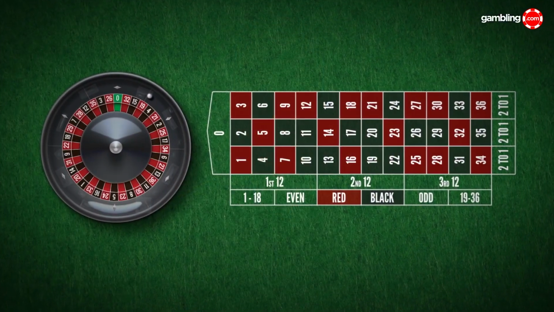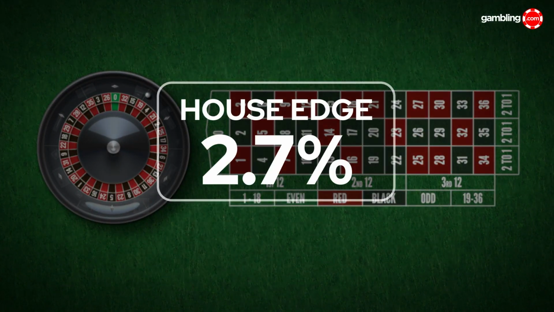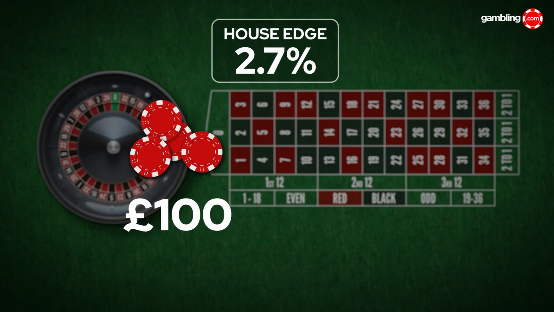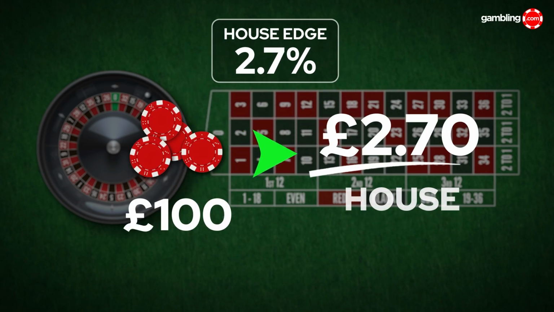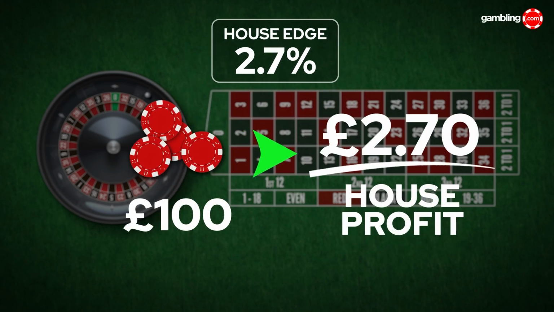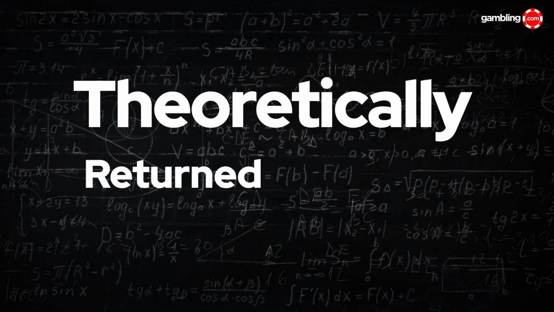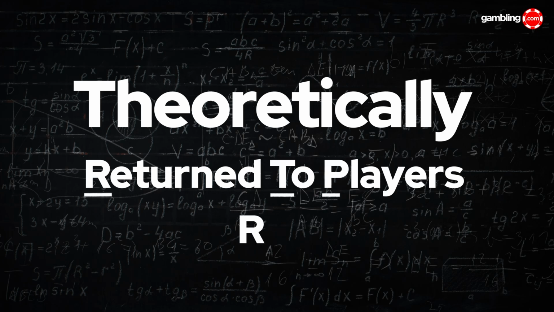Take European roulette, for example. It has a house edge of 2.7%, which means that for every £100 wagered, £2.70 is theoretical profit for the house. So what about the remaining 97.3%? Well, that's what's theoretically returned to players, and that's where the RTP percentage comes in.